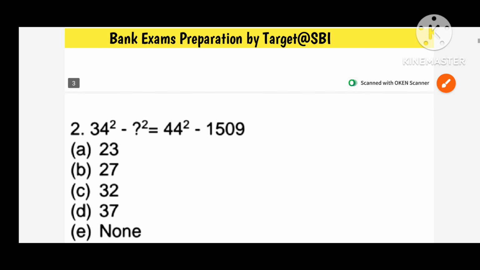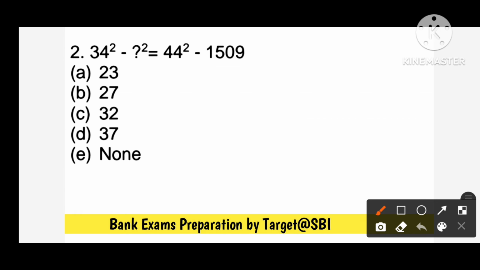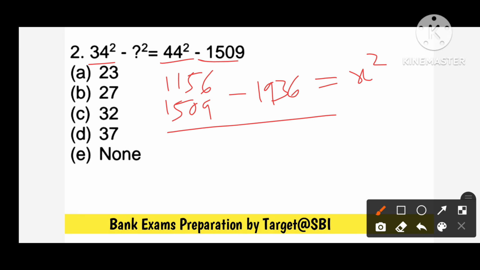Next question number 2. Here we have 34 square which will be 1156. This minus comes other side with a positive, and 44 square minus of 1936 whole equals to x square. So eliminating 6 we are left with 9 at the unit digit. 5 minus 3 is 2, 26 minus 19 which will be 7. 729 equals to x square means x value will be 27. Option B is the answer.